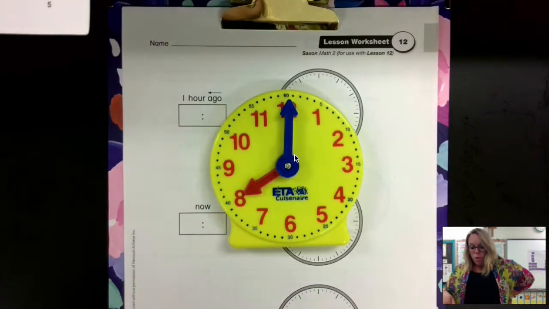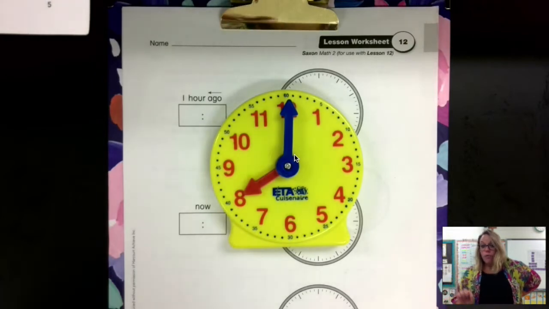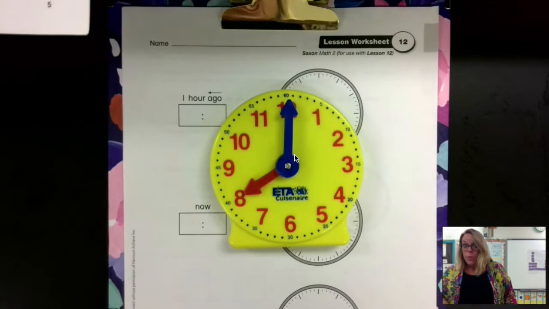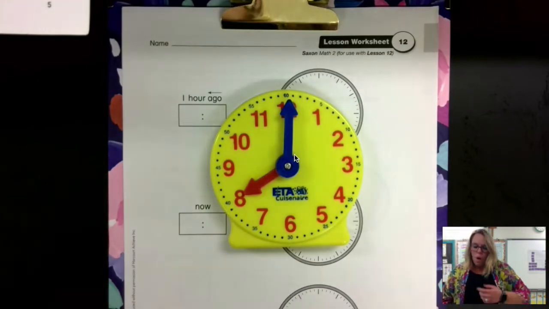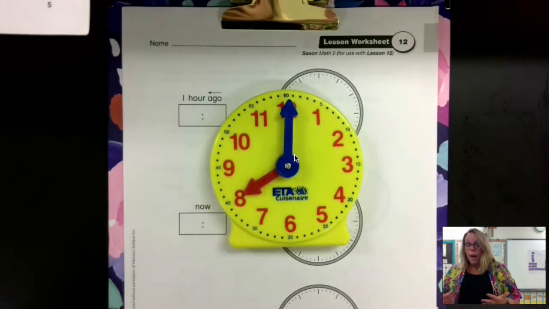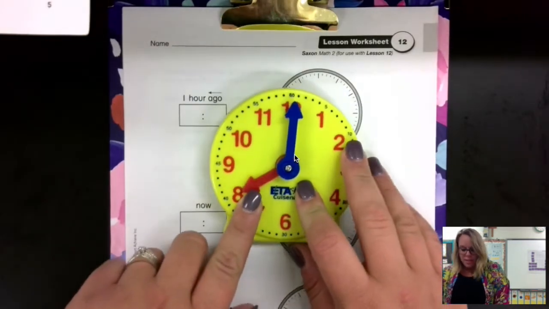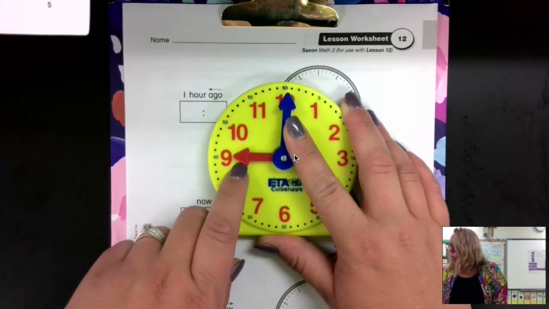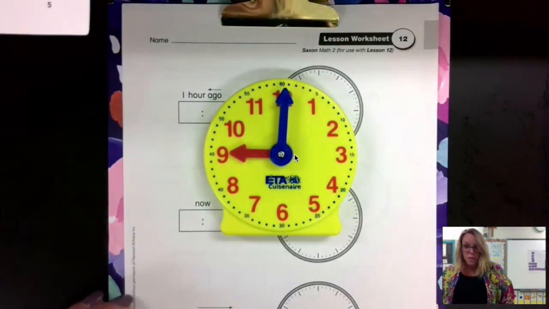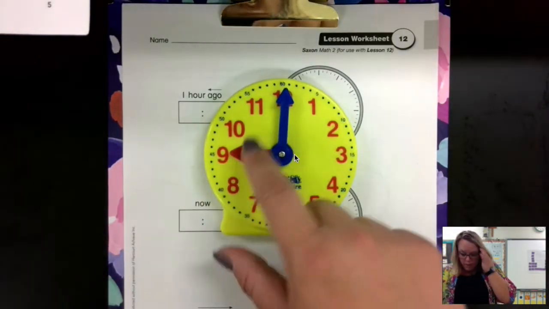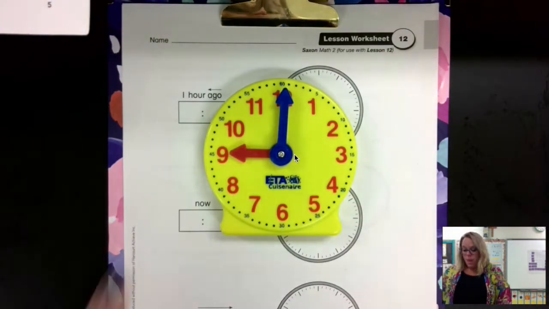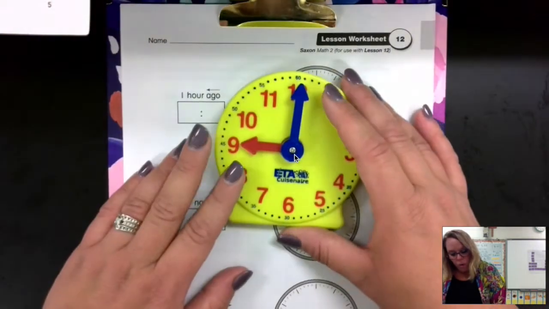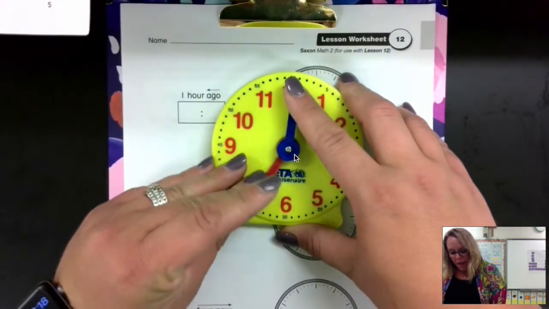Now, your mom says that 1 hour from now, you need to be in bed. What time will you be in bed? Well, what time will it be in 1 hour? I'm going to take this here, and my hour needs to move one spot. Okay, so what time will I need to go to bed? 9 o'clock.